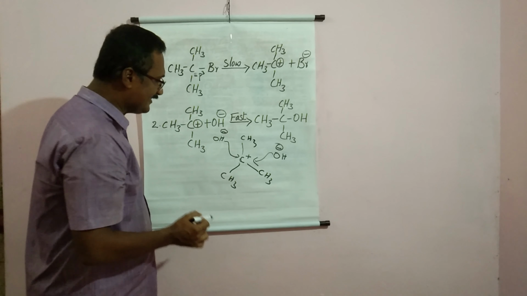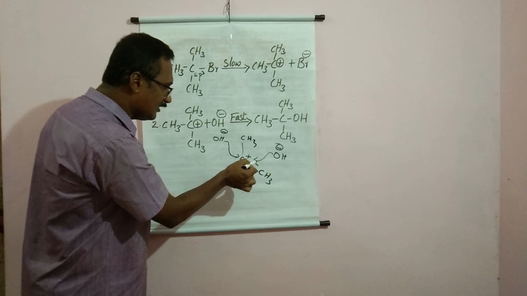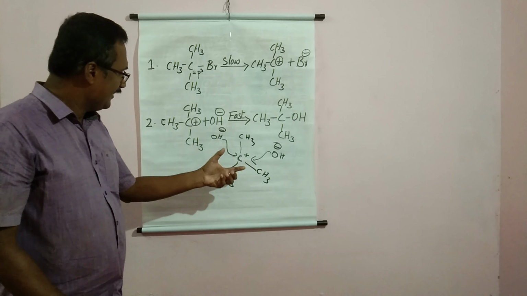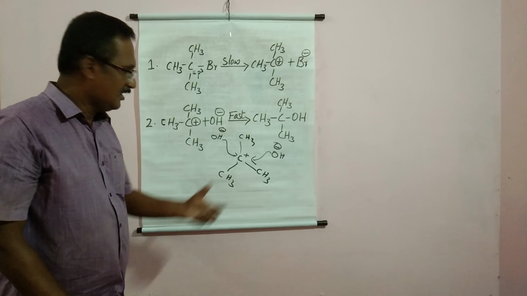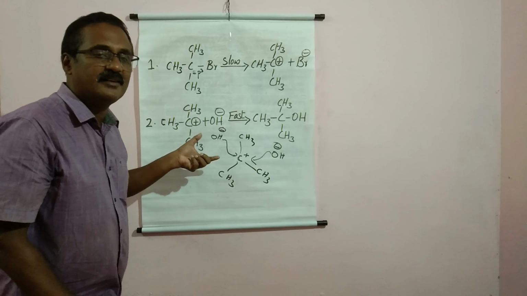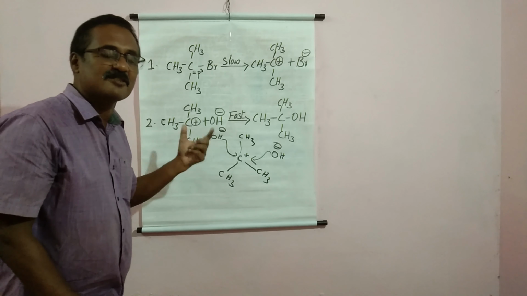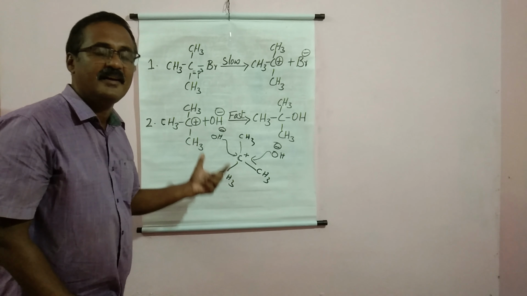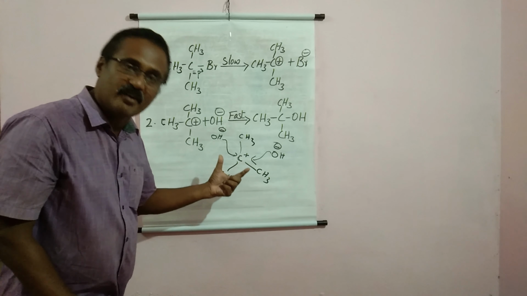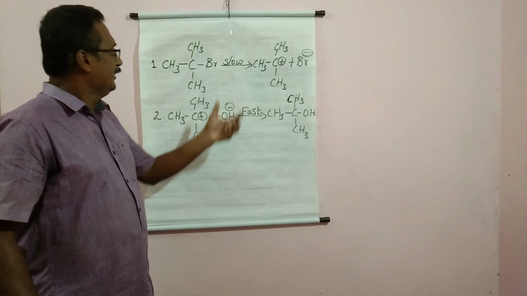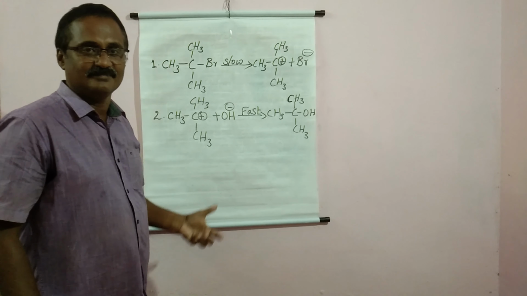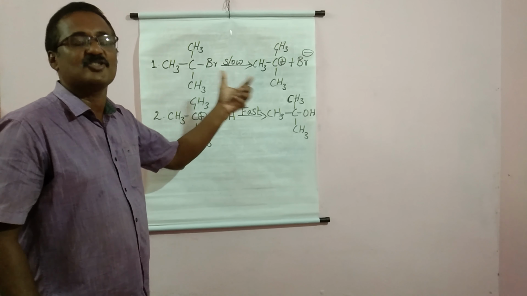That is, there is a chance of retention and inversion. That is, in SN1 reaction, we are expecting 50% retention of configuration and 50% inversion of configuration. That is, we are expecting racemization in SN1 reaction. But whether racemization is the actual product or not, let us look. Even though we are expecting 100% racemization in SN1 mechanism, we are not obtaining 100% actually.